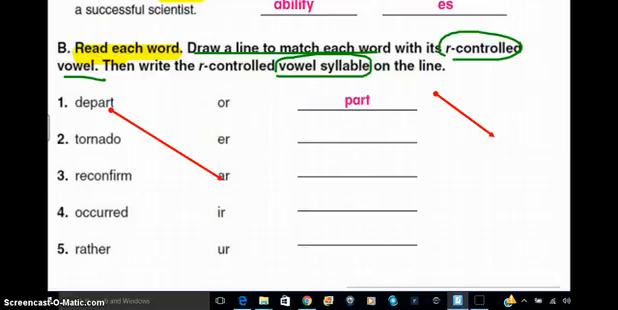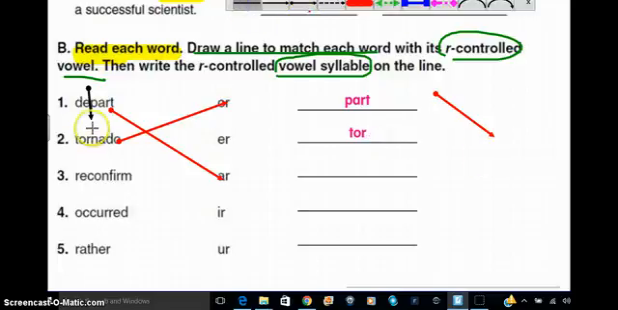So if I look at depart, I break it up, de and part. Oops, I guess I should have used a straight line for that one. That's okay. All right, let's try tornado. Tornado. I see the O-R there. Right? So what part does that go to? That's right, O-R. And what vowel syllable is that? T-O-R, tor. Let me show you. Tornado.